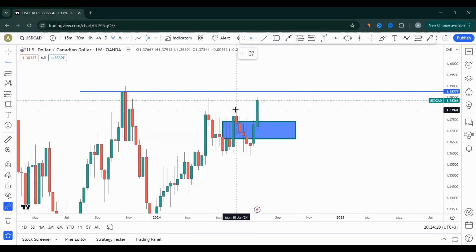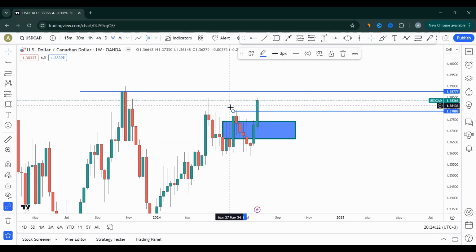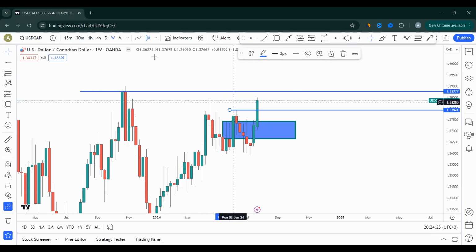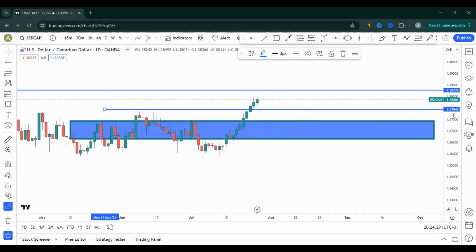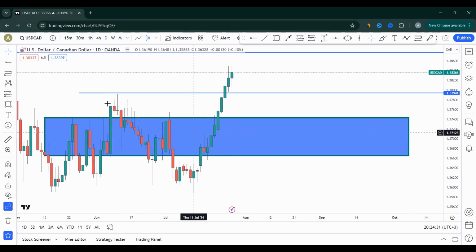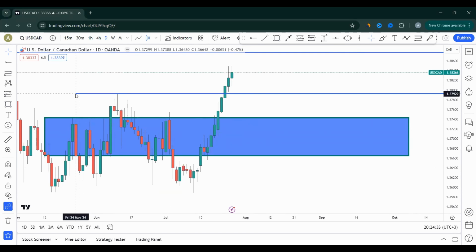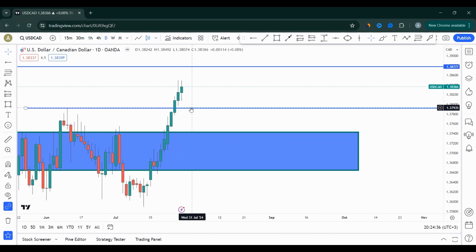Of course, we have broken above this high here, so don't forget that, right? This area here. Now, when I come down to the daily time frame, you can clearly see everything's aligning. We have broken this high. Let me just adjust it in daily. We've broken this high here, so we may see a pullback.